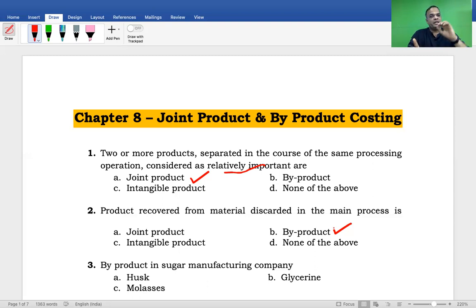Byproduct will come only in case of a main product. There should be a main product, then only a byproduct will come. So this is the difference between joint product and byproduct. In a sugar manufacturing company, molasses is the byproduct.